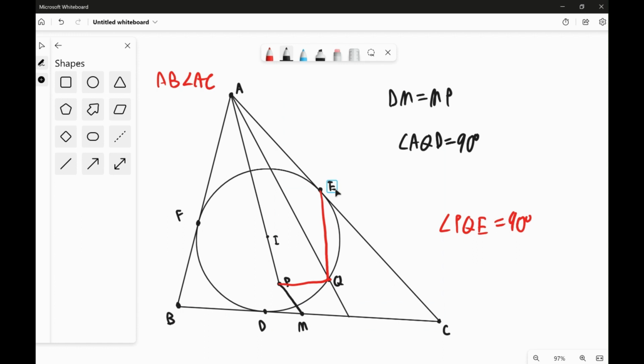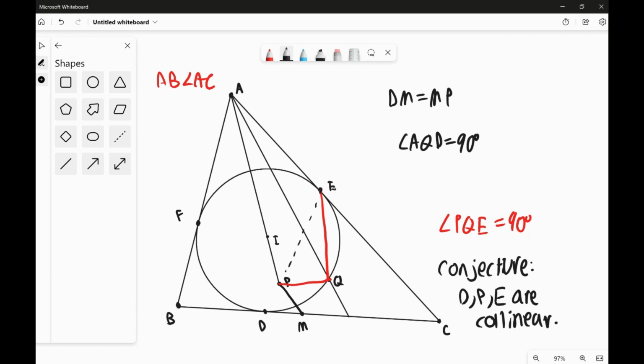They might. So conjecture is that D, P, and E are collinear. So let me draw a dashed line to indicate this. So how would we prove this? Well, suppose that P prime was the intersection of AI and DE. And then we have this line MP here. And we want to show that if this P prime is the intersection of AI and DE, that DM is equal to MP prime, as that will be enough to prove it.